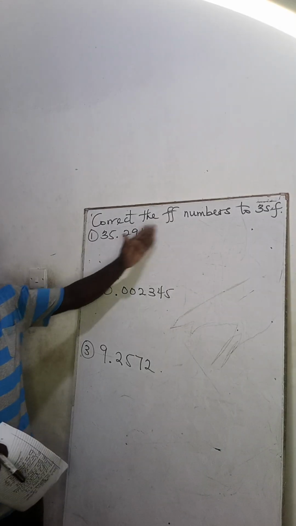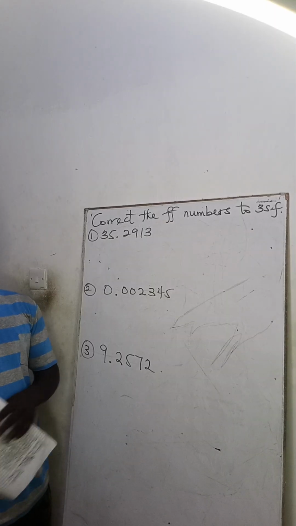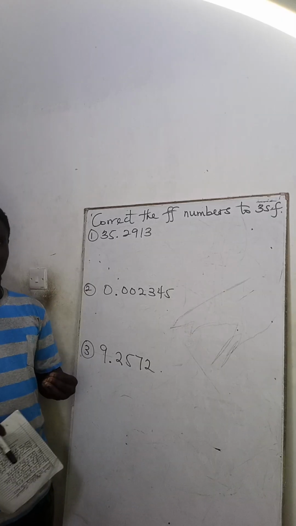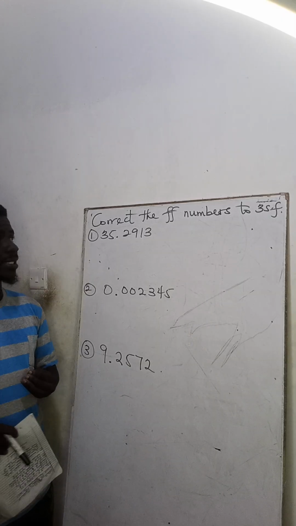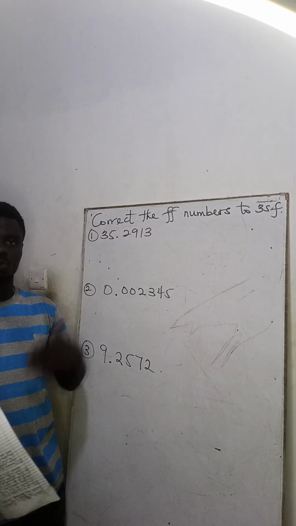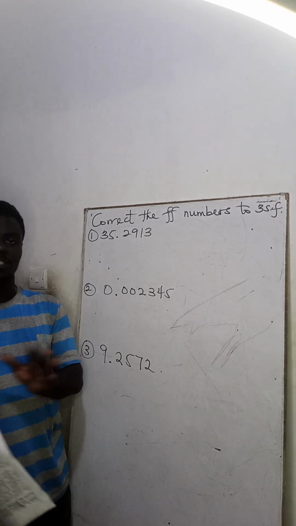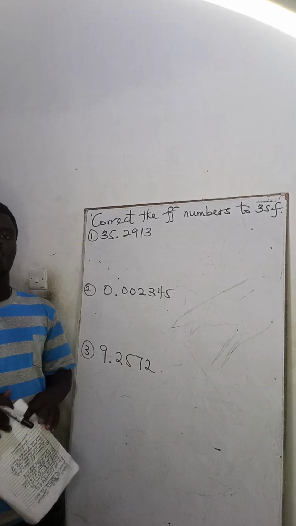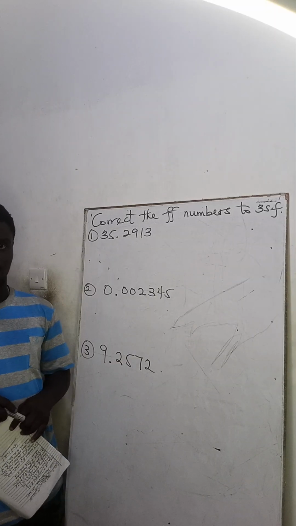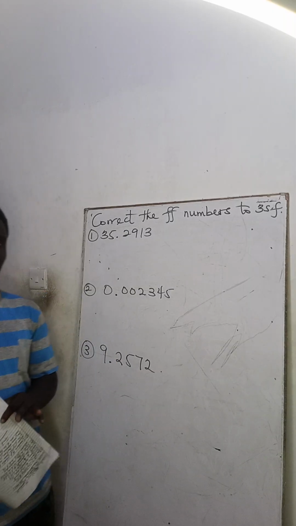Correct the following numbers to 3SF, which is three significant figures. And significant, we are dealing with what? Vital numbers, important numbers. Now, when zero begins with a number, we consider that zero to be what? Insignificant, which means it's not important. When zero ends with a number, then it is very, very important. I'm dealing with numbers. Let's exclude the decimal numbers here for now.